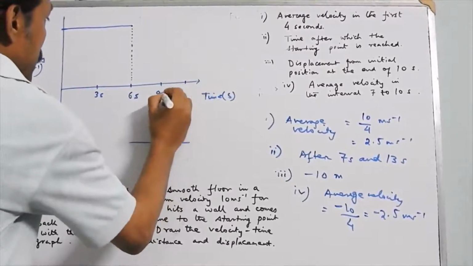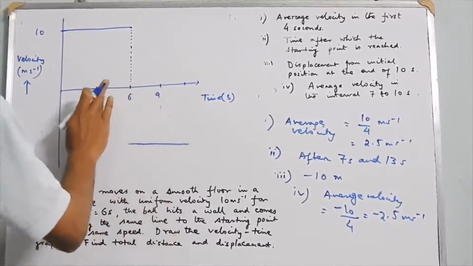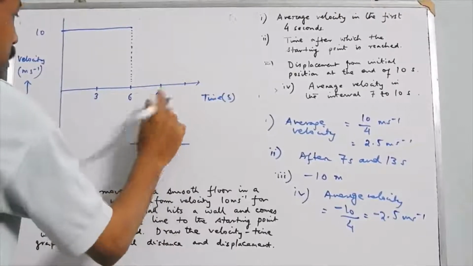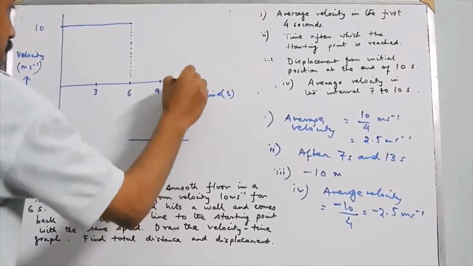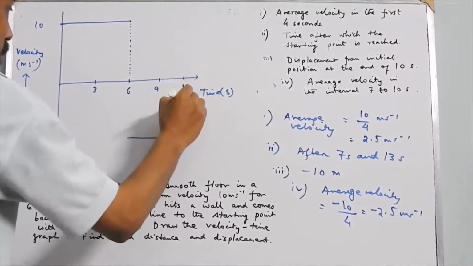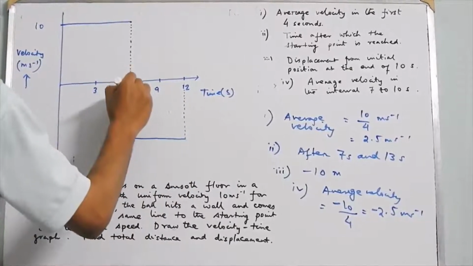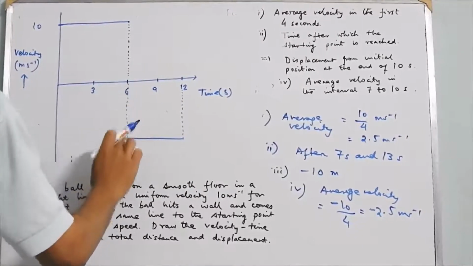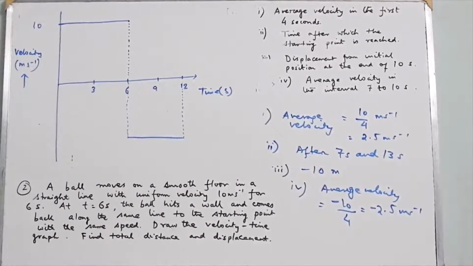Suppose this is 9 seconds and this is 12 seconds. Seconds I am omitting because time is already in seconds. So 3 seconds, 6 seconds, 9 seconds and 12 seconds. So after 12 seconds it will again come back to the starting point and it has reversed its journey from the 6 seconds. So from 6 to 12 it will just come back to the starting point.